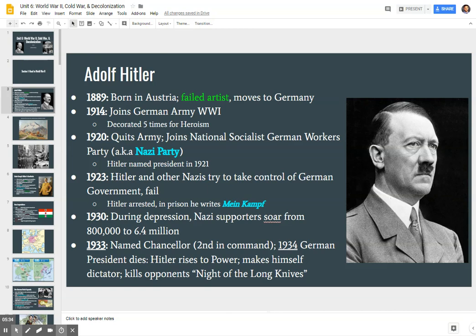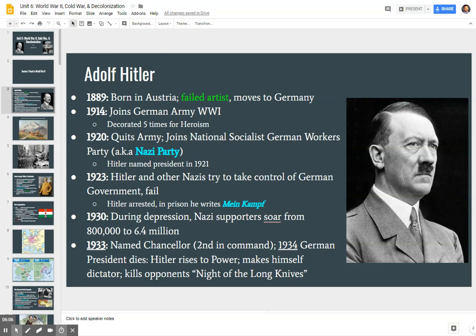All right. Now, eventually, in the next upcoming election, many of the Nazi members would gain seats in government, and Hitler, in particular, is going to be named by the president in Germany as chancellor, which is the second in command, kind of like the vice president. And after 1934, the president himself dies, and that leaves Hitler to rise to power. So in 1934, Hitler finally gains power and control of all of Germany.